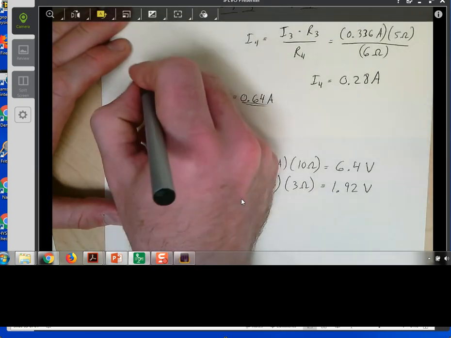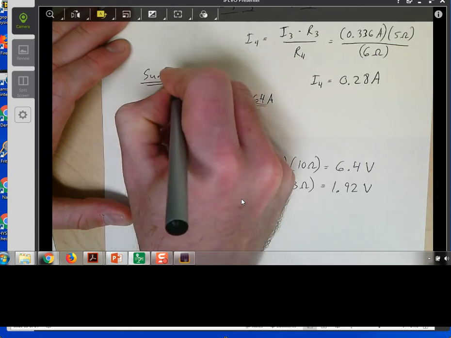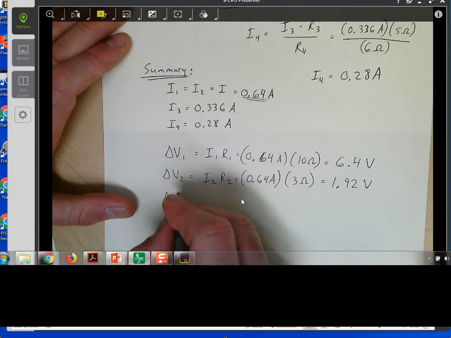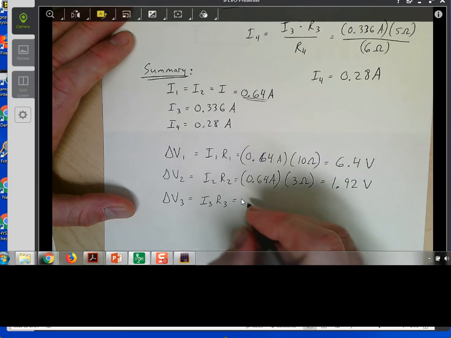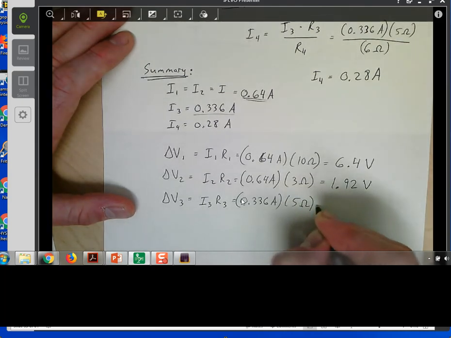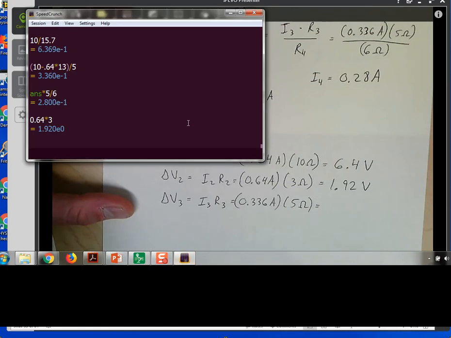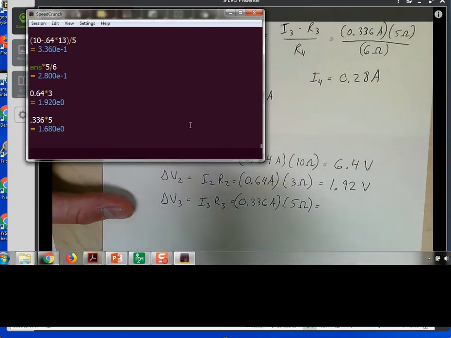So here's kind of our summary. If we want to find the voltage drop across R3, which is, I guess, what originally the problem was asking, but we're going the full way here. I3 is 0.336, so 0.336 amps times the resistance value of R3. That value was 5 ohms. So 5 ohms. And when we multiply those two together, I'm going to do 0.336 times 5, and I get 1.68 volts.